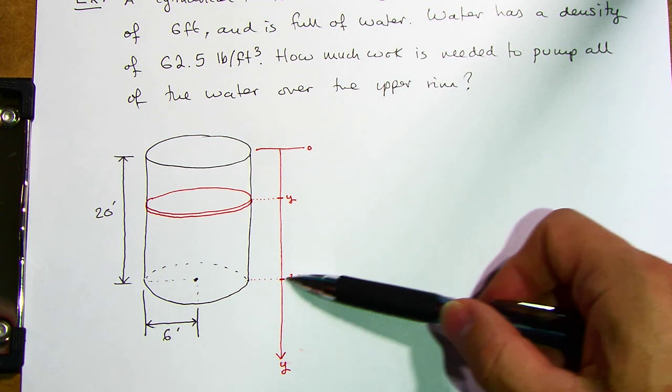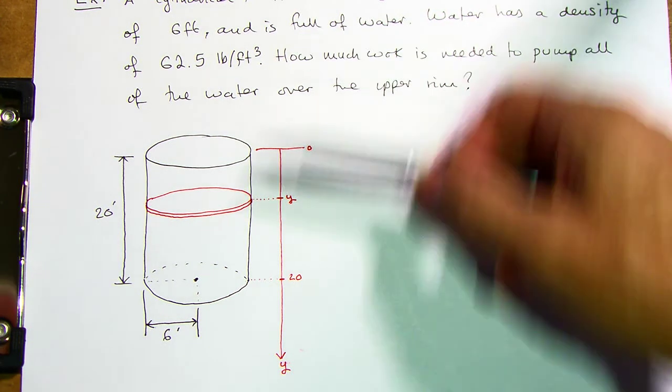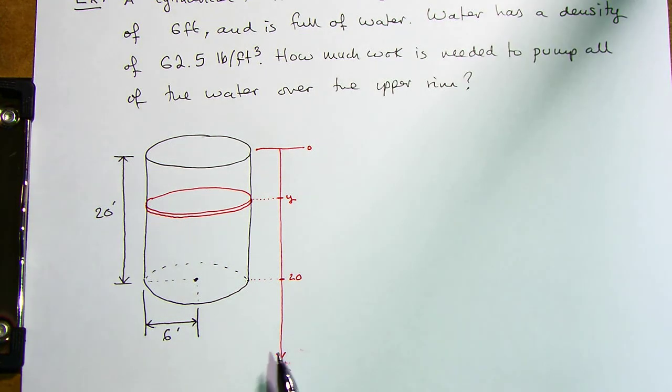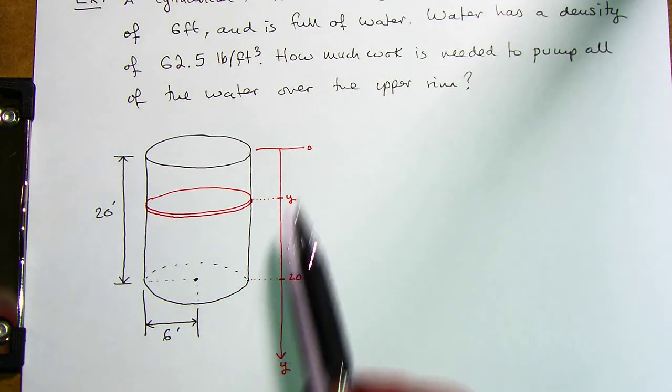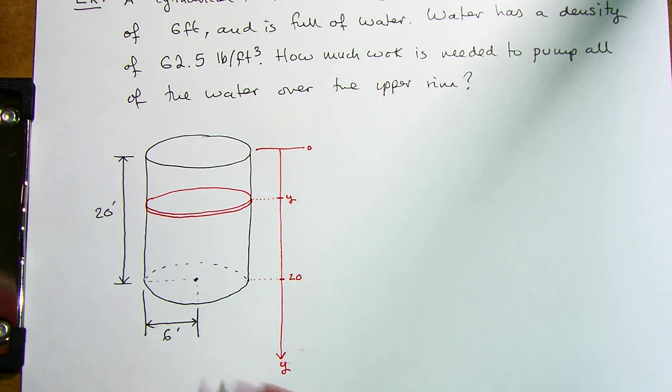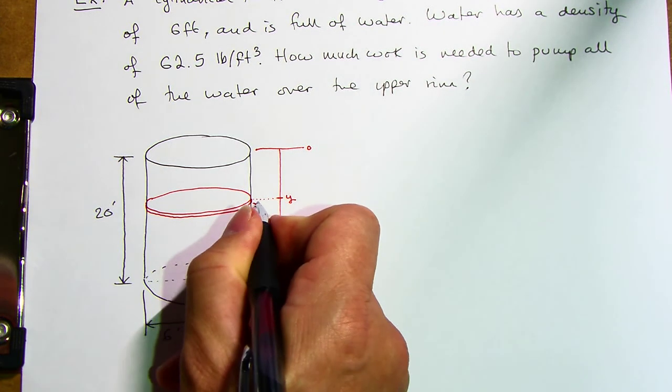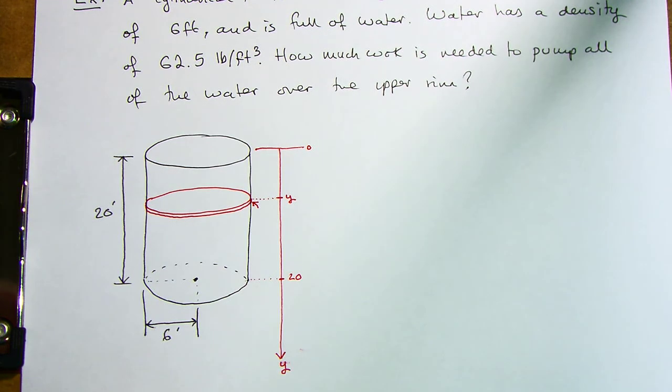I could put it with 0 at the bottom and the y pointing upwards, and that's possible. As long as you're consistent with your choice, that's the main thing. Once you've chosen it, stick with it. And how would I label this thickness here of this slice?